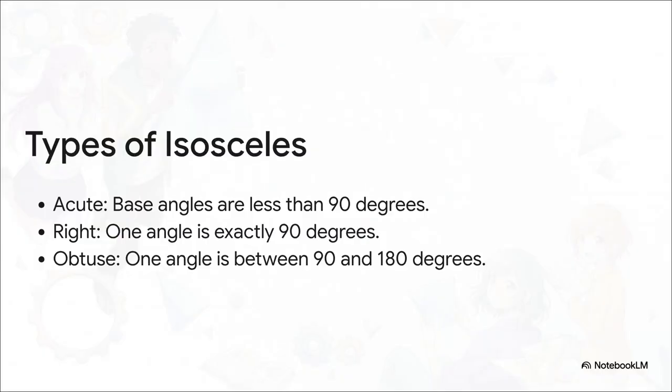And because it's so adaptable, this superhero shape has three major variations depending on its internal angles. First up, you have the acute isosceles, where both base angles are sharp, measuring less than 90 degrees. Second, there's the right isosceles, where that top vertex angle is a perfect 90-degree corner. And third, the obtuse isosceles, where one angle stretches out wider than 90 degrees but stays under 180. The cool thing is, no matter how much you stretch or compress that top angle, as long as those two skelos, those two legs, remain equal, it totally retains its isosceles superpowers.